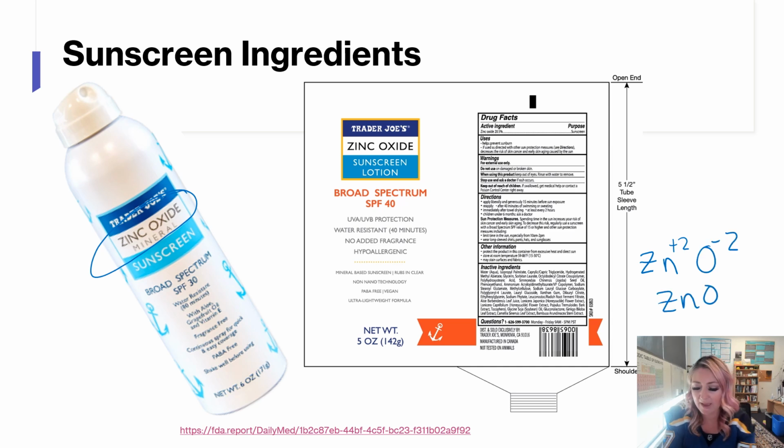So a lot of them have zinc oxide crystals. And these zinc oxide crystals actually reflect the sunlight away from the skin, and that's how they protect the skin from sun exposure. It's more of a reflection. It's a physical barrier rather than a chemical barrier. Kind of neat.